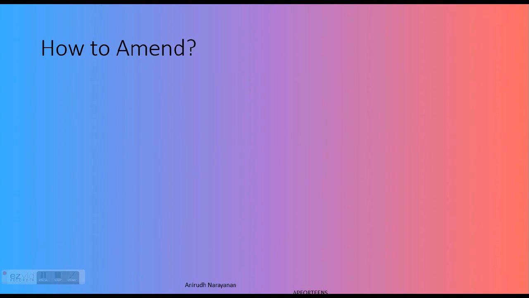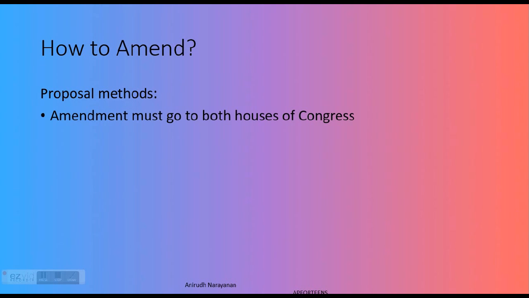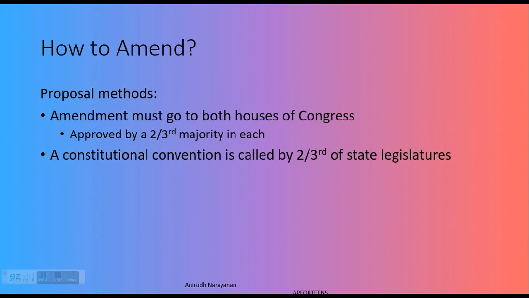Alright, so first things first, how to amend the Constitution. Well, there are two different proposal methods to propose an amendment. One method is where an amendment goes to both houses of Congress, which are the Senate and the House of Representatives, and a two-thirds majority in each side of the Congress has to approve that amendment. Another proposal method, sorry about that, is where a constitutional convention is called by two-thirds of state legislatures.